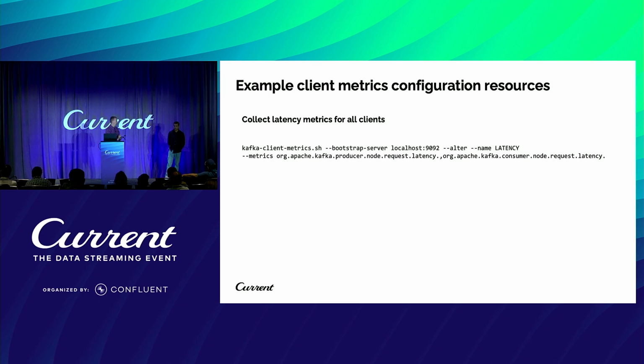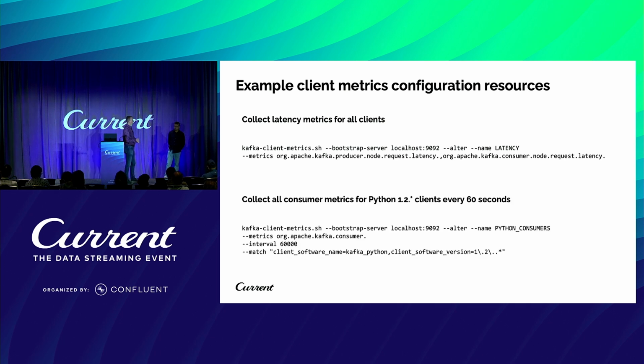Let's give a couple of examples. This example is, let's say I want the latency metrics for every client on my cluster. So the Kafka client metrics name is latency, I'll give it any name I like, and the metrics attribute is org.apache.kafka.producer.node.request.latency, and org.apache.kafka.consumer.node.request.latency. So it's going to pick up the latency metrics for producers and consumers. But that'll work for every single client that connects to the cluster and supports KIP-714. So that's quite a broad selection of clients, but a tiny number of metrics.